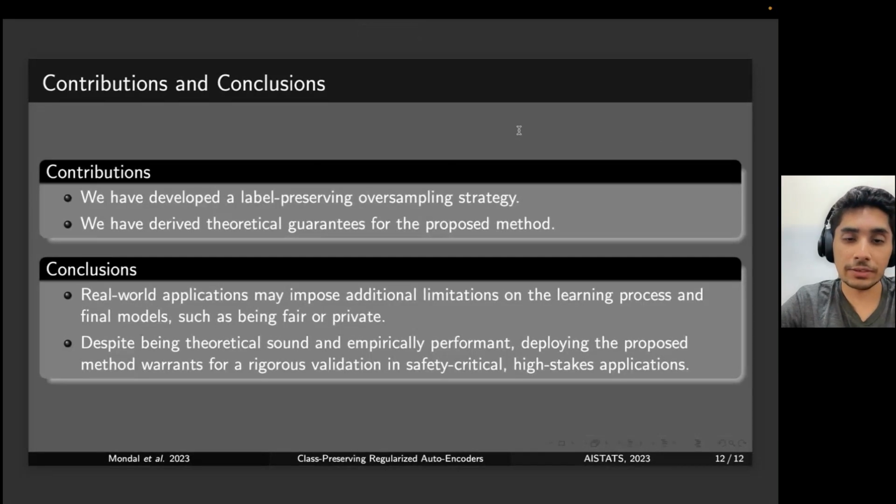To end with, we have proposed an oversampling strategy that ensures class preservation. In addition to this, we also have several theoretical guarantees for the proposed method. We conclude with the remark that in the real world, there might be several additional constraints such as fairness and privacy constraints. Moreover, deploying the proposed method further warrants rigorous validation for high-stake applications.